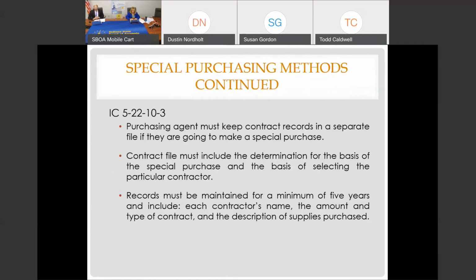So that's what we had to cover regarding public purchase. Next, once you've obtained equipment and materials, at some point they may become obsolete, or you may need to dispose of them. So I'll turn it back over to Susan and she'll cover that next.